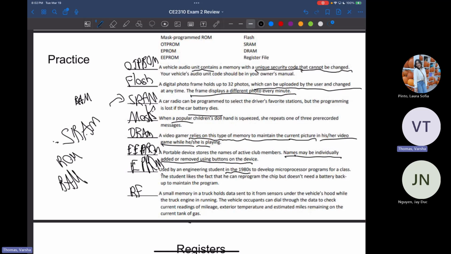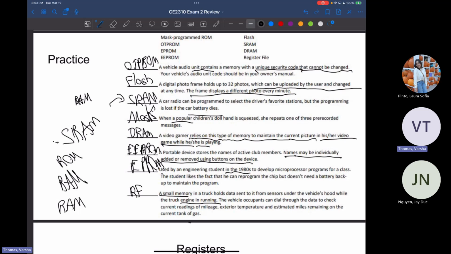So right here we see that it's a small memory, and it shows that the engine is running. When it talks about the engine, about power being on, we know that it's RAM, and when it's a small memory, we know that it won't be DRAM because DRAM is the largest one.